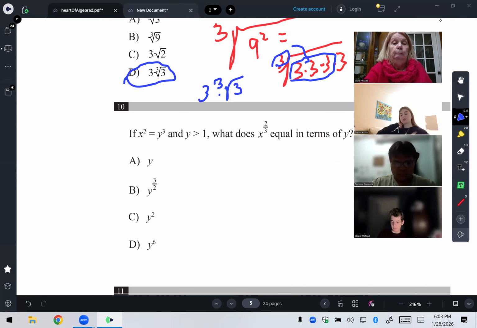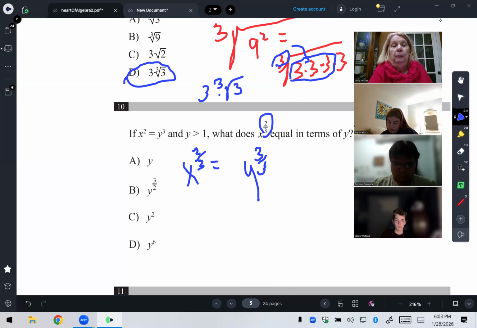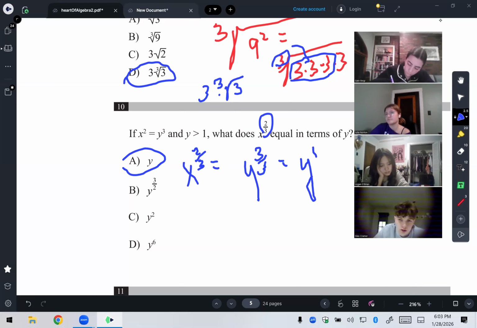So let's try number 10. What if they gave you one like this? We have x squared equals y cubed, and I'm trying to find what x to the 2/3 equals. Well, if I divide this one by 3, I have to divide this one by 3. And so that'll give me 3 over 3 is 1, which is y, which is answer choice A. Does that make sense? Good, Sailor. Everybody good on this side, Silas?